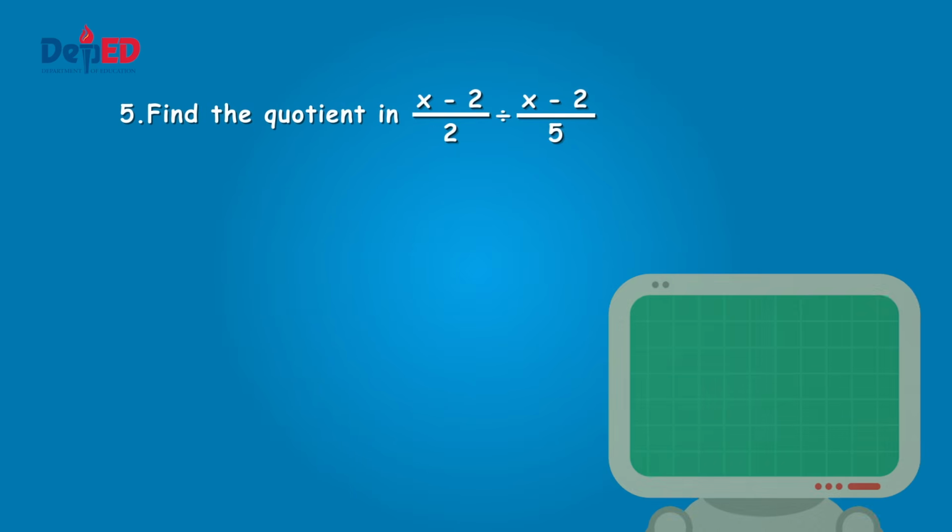Number 5, find the quotient in x minus 2 all over 2 divided by x minus 2 all over 5. Is it A, 2/5, B, 5/2, or C, 10?